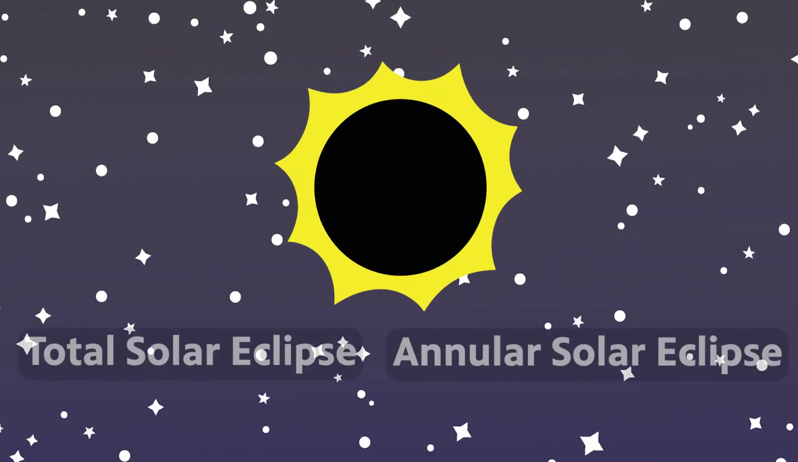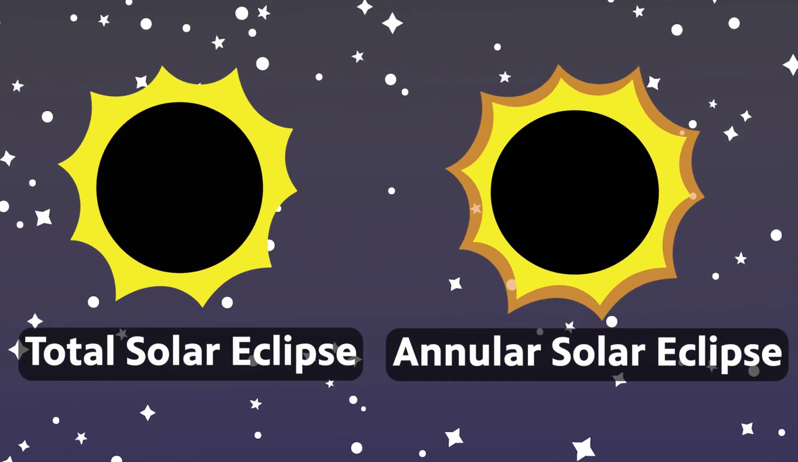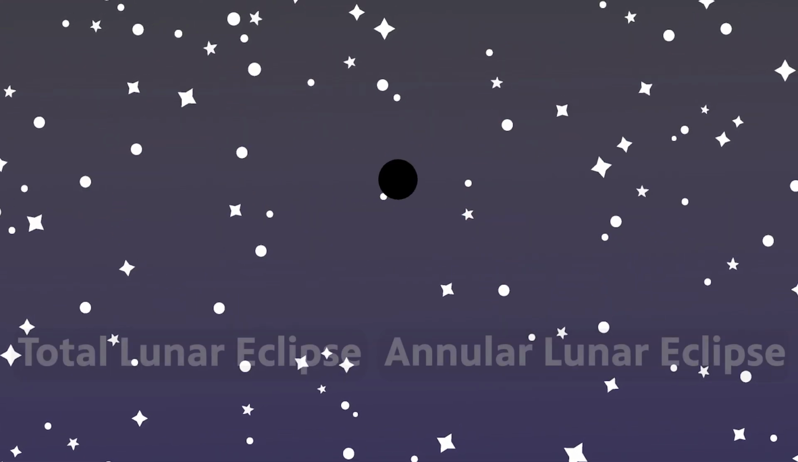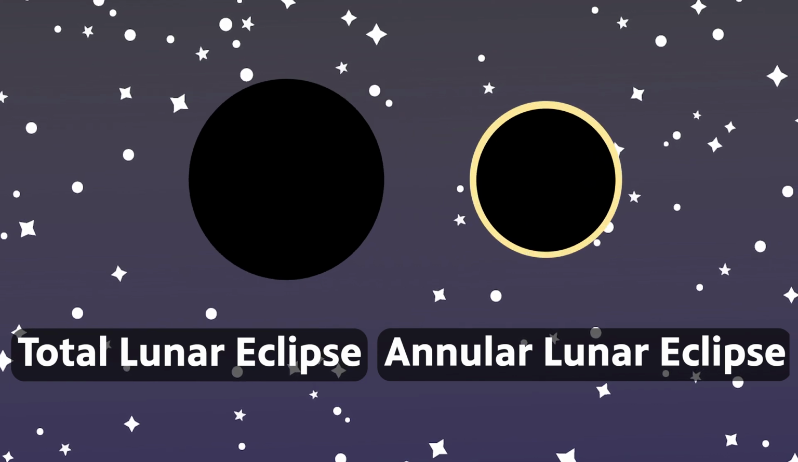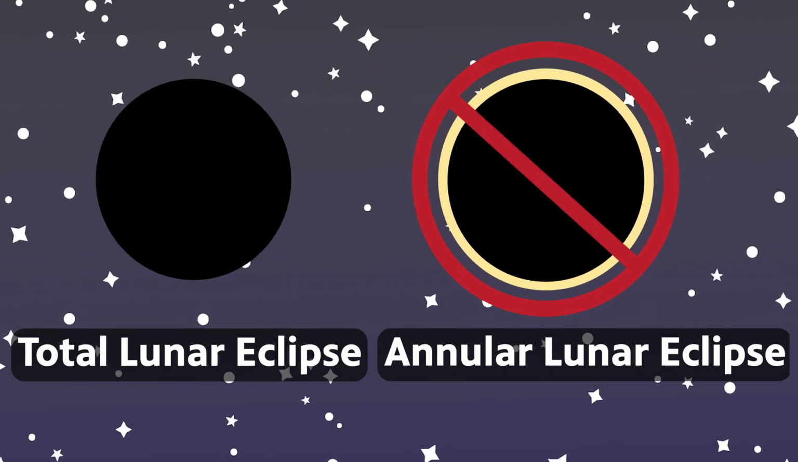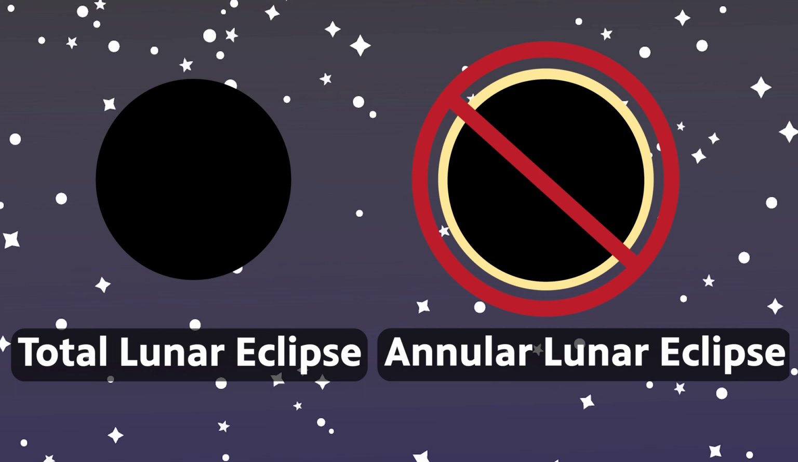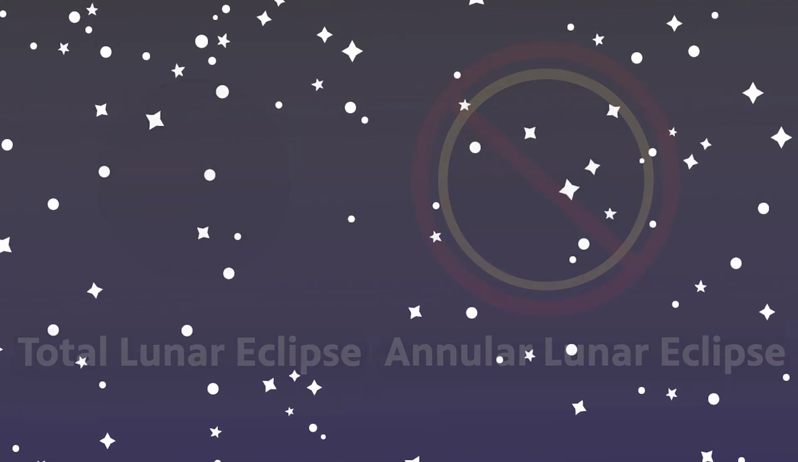We have total solar eclipses and we have annular solar eclipses. We have total lunar eclipses. Why don't we have annular lunar eclipses? And the reason has to do with who's eclipsing who.